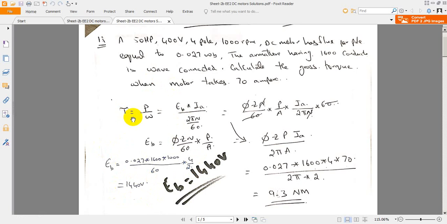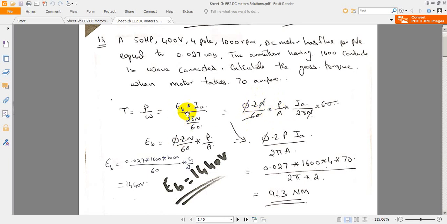Now the next parameter that we need to calculate is torque. Torque is given by power by omega, where omega is 2 pi n by 60, and power can be written as EB into IA. Simply, you can substitute in place of EB 1440 into 70 divided by 2 pi into 1000 by 60, and you will get 963 Newton meters, or this can be evaluated as EB.